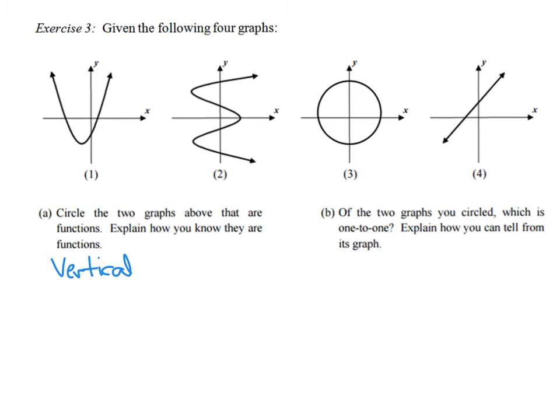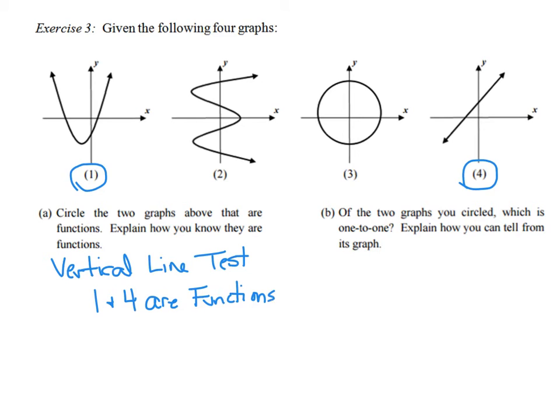So if I look carefully at all 4 of these graphs, I should see that graph number 1 and graph number 4 are both functions because they pass the vertical line test. So 1 and 4 are the only 2 that are functions. If you look at the graph of number 2, if I draw a vertical line right about here, I see, oh no, the graph is crossing that vertical line in more than one spot, so it's not a function.